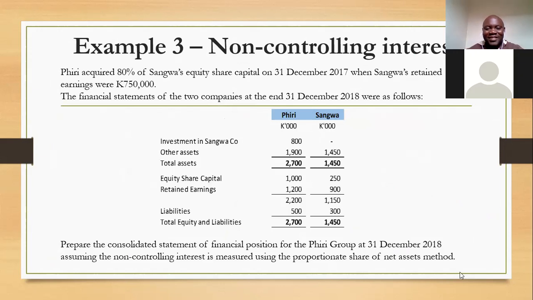Now, having explained that, let's read this question. I don't want you to do it, but I'll give you some hints anyway. It says, Piri acquired 80% of Sangwa's equity share capital on 31st December 2017, when Sangwa's retained earnings were 750,000 kwacha. The financial statements of the two companies at the end of 31st December 2018 were as follows. So I've been given the balance sheet. Then down there, we are told, prepare the consolidated statement of financial position for the group at 31st December 2018, assuming the non-controlling interest is measured using the proportionate share of net assets.